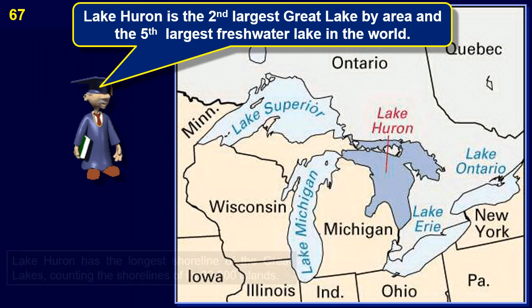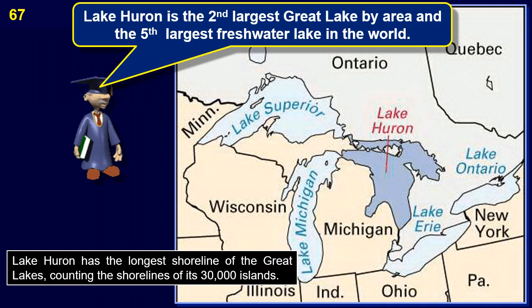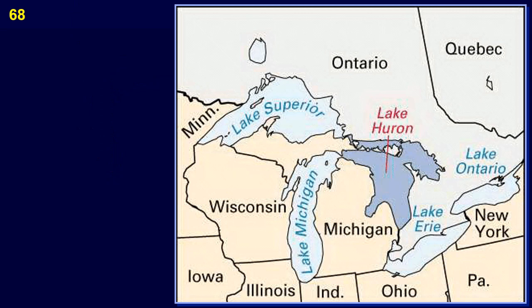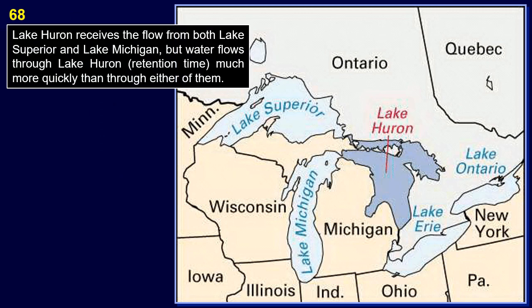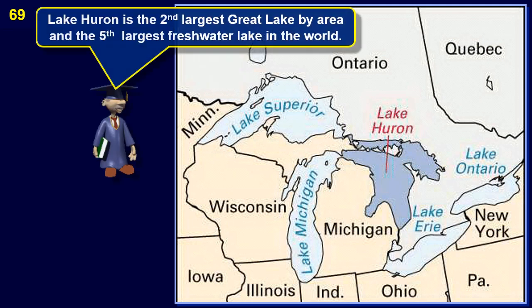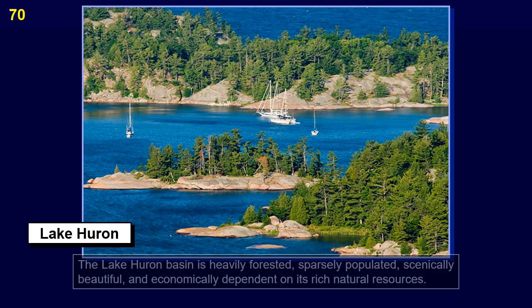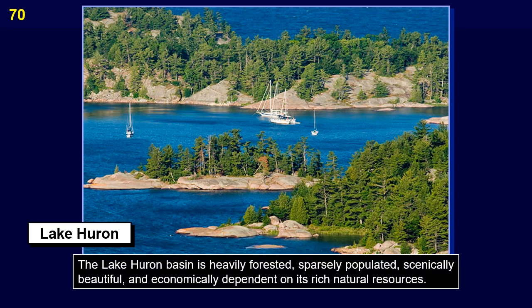Lake Huron is the second largest Great Lake by surface area and the fifth largest freshwater lake in the world. It has the longest shoreline of the Great Lakes, counting the shorelines of its 30,000 islands. Lake Huron receives the flow from both Lake Superior and Lake Michigan, but water flows through Lake Huron, retention time, much more quickly than through either of them. The Lake Huron Basin is heavily forested, sparsely populated, scenically beautiful, and economically dependent on its rich natural resources.